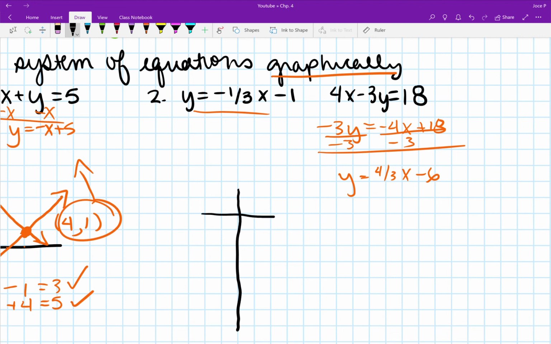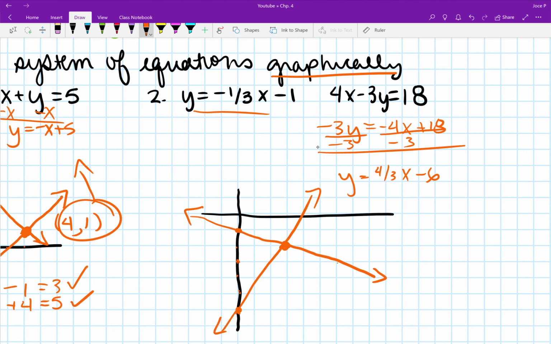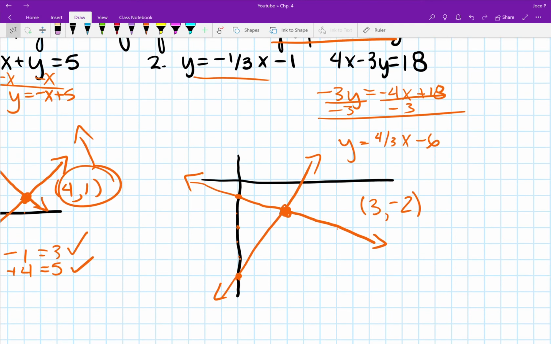Drawing some axes. Okay, first equation we have negative 1, and we're going to be going down 1 over 3, down 1 over 3, like so. So it'll look something like that. Then the next one is negative 6. So 1, 2, 3, 4, 5, 6. Up 4, over 3. Here's our point. Something like that. So our point is going to be 3, comma, negative 2. And again, we can plug this back in to check, but I think you guys get the point.